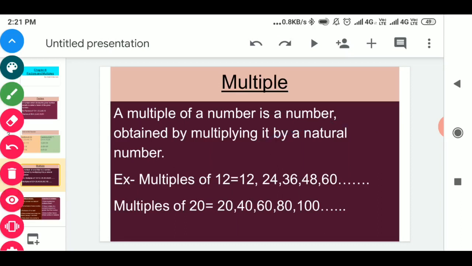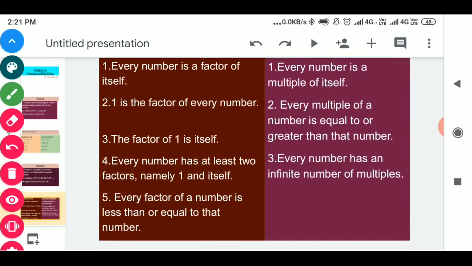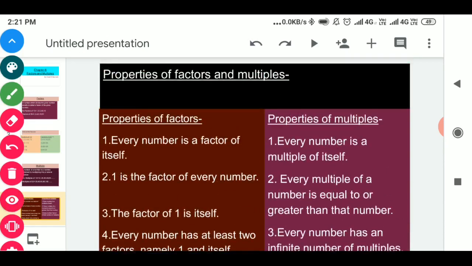So what is the difference between factors and multiples? Factors are finite. The factors of any number are finite and the multiples of any number are infinite. I hope you all understood the properties and the difference between factors and multiples.